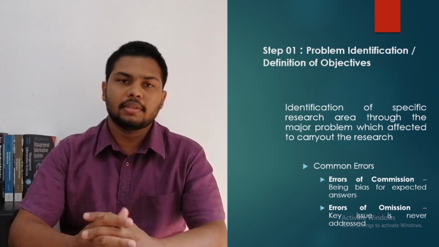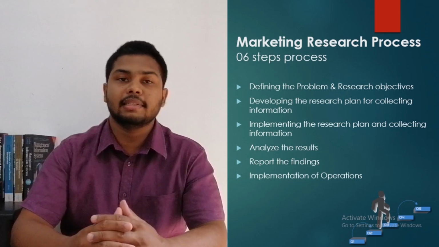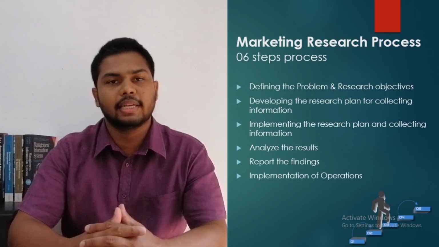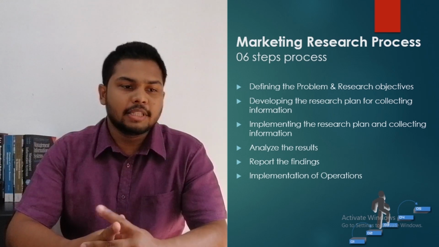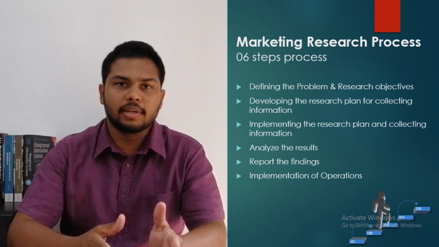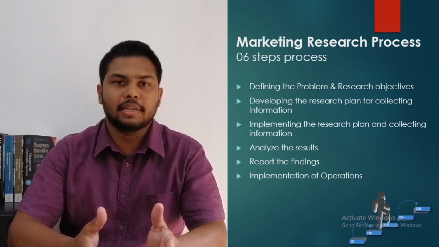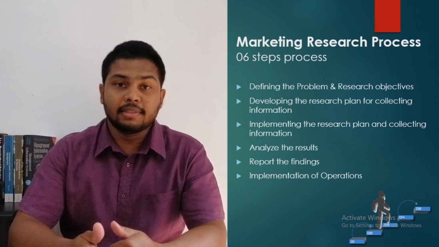Because of that, you must first develop a critical research plan for collecting information. Then the third one is implementing the research plan and collecting information. Just planning won't work, right? You must implement it. You must operationalize it. So you implement the research plan and collect the information. That is the third phase.